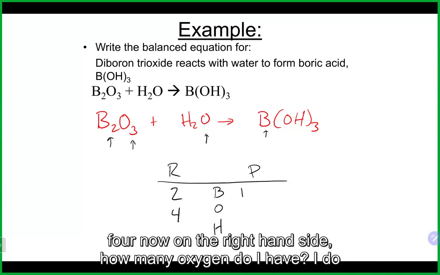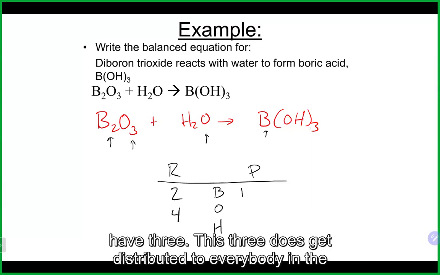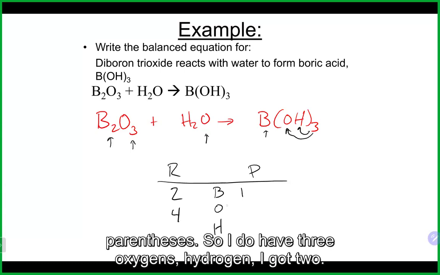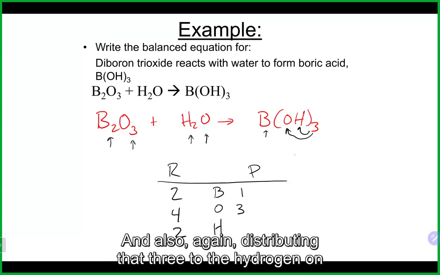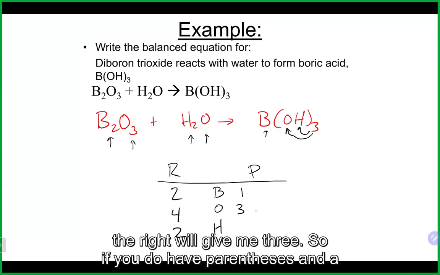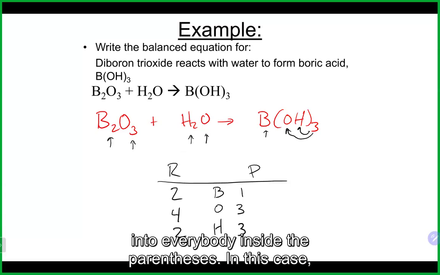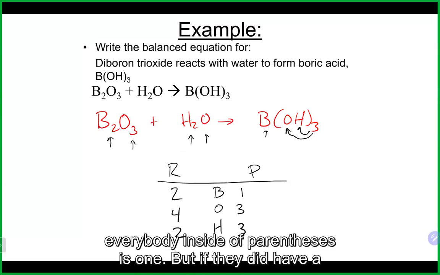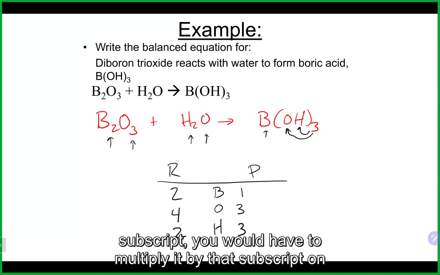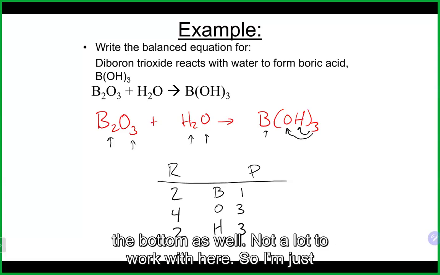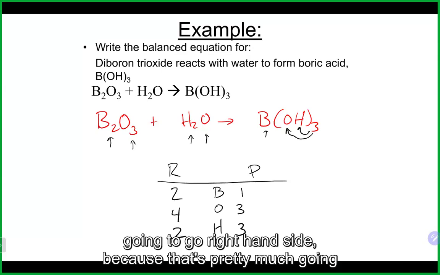Now on the right-hand side, how many oxygens do I have? I do have 3. This 3 does get distributed to everybody in the parentheses. So I do have 3 oxygens. Hydrogen, I got 2. And also, again, distributing that 3 to the hydrogen on the right will give me 3. So if you do have parentheses and a number on the bottom there, you do have to multiply it into everybody inside the parentheses. In this case, everybody inside the parentheses is 1, but if they did have a subscript, you would have to multiply it by that subscript on the bottom as well. Not a lot to work with here, so I'm just going to go right-hand side because that's pretty much going to do everybody, I think.